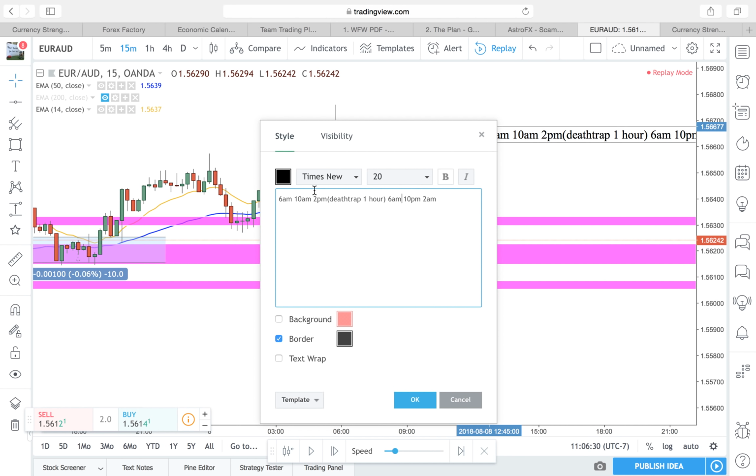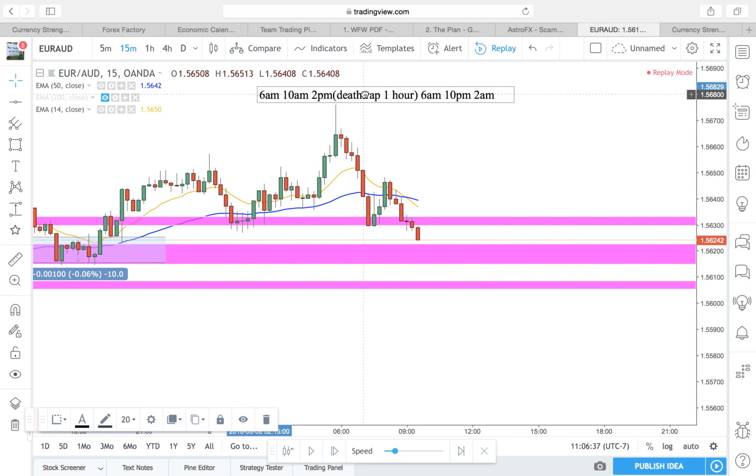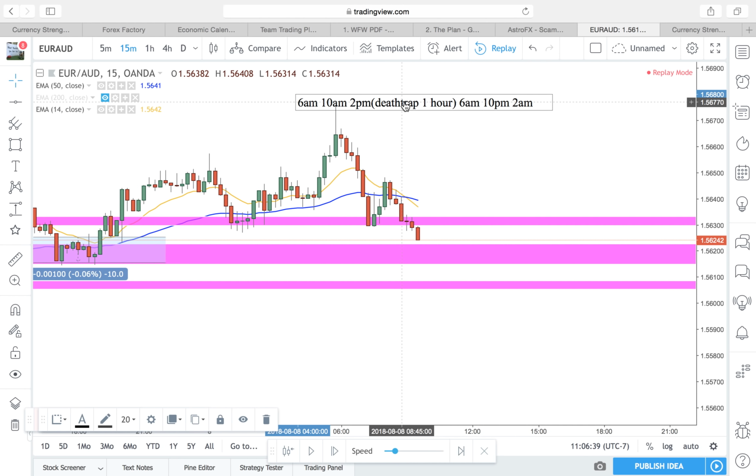Right, so what is that? 1, 2, 3, 4, 5, 6. Right? There's 6 4-hour candles in a trading day. So what does that look like?